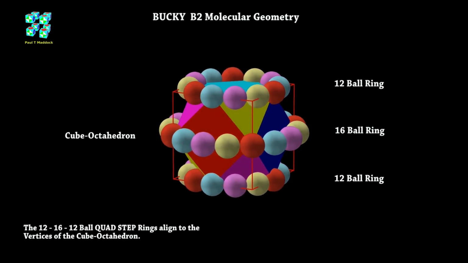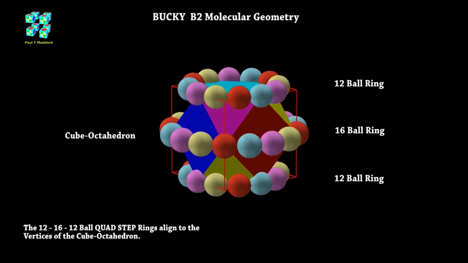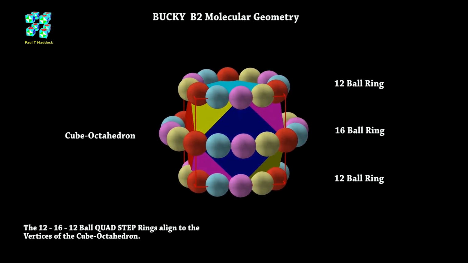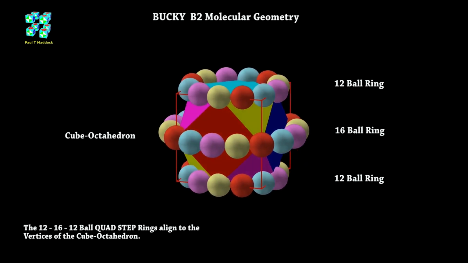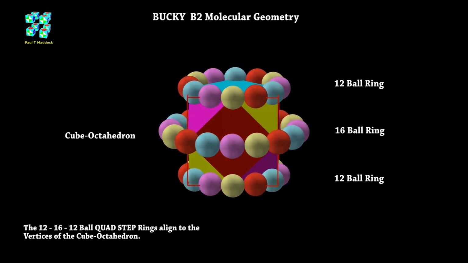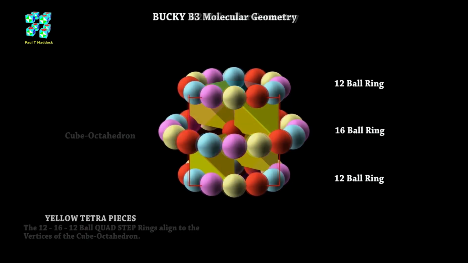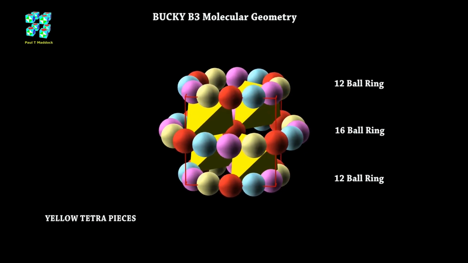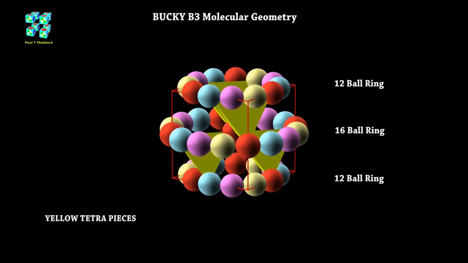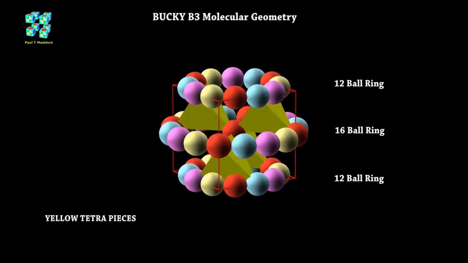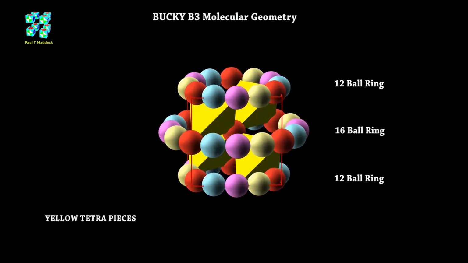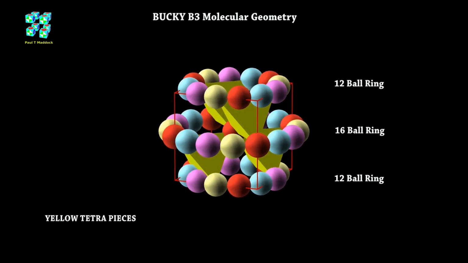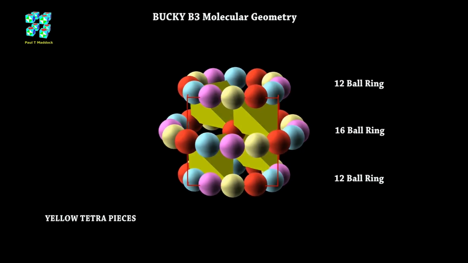So now you can see that the Bucky Cube has turned into a cuboctahedron and the balls line up to the vertices. I've called this the B2 molecular geometry. The next one is going to be the B3, and this is going to show the yellow tetrahedrons. And you can see that the vertices of the tetrahedrons align up to the center of the balls of the rings.